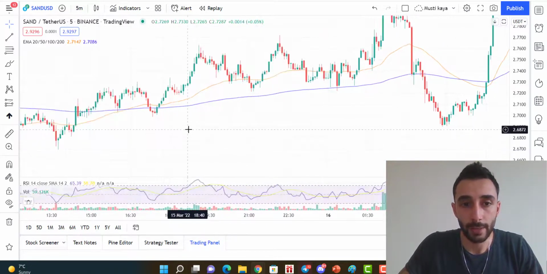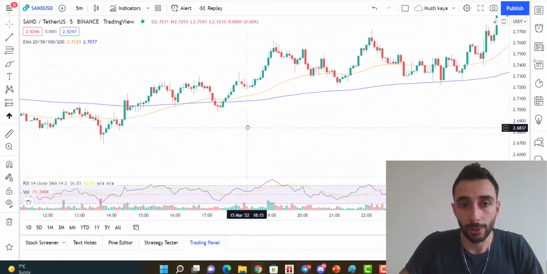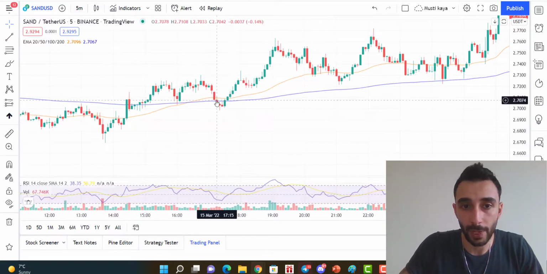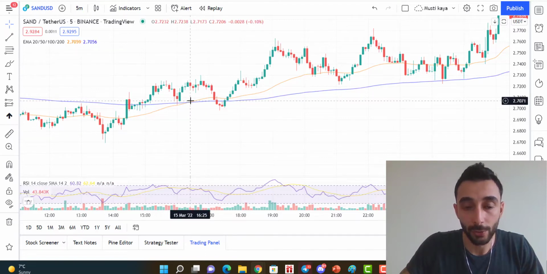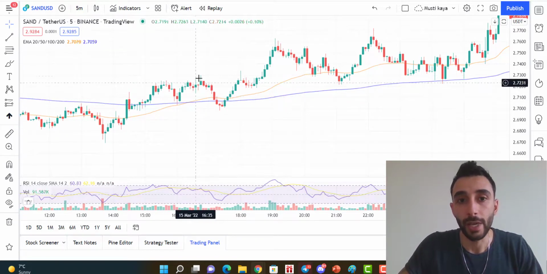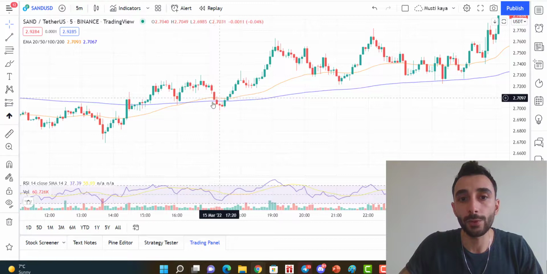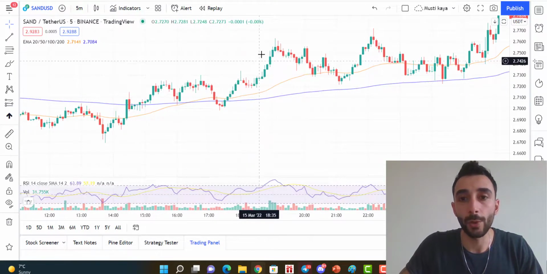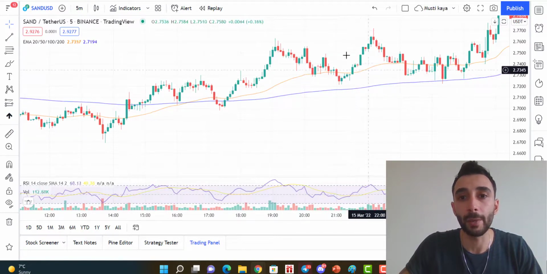So I am on sand. When I come to sand, I saw a cross, right? We already have a cross. The 50 EMA crossing the 200 EMA. Now we are crossing at this point. What I will be waiting for to take my long is a retest of the 200 EMA before another bounce, right? So I want to be as close as I can to the 50 EMA.